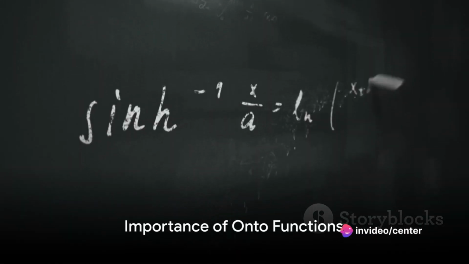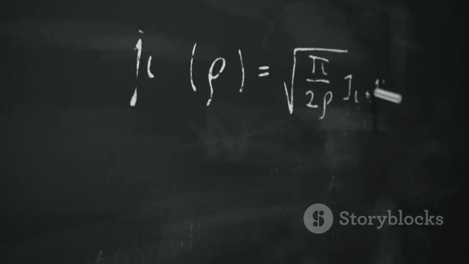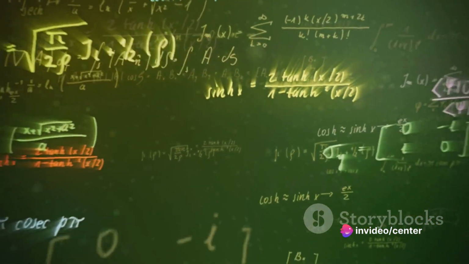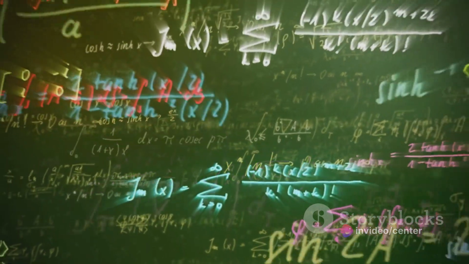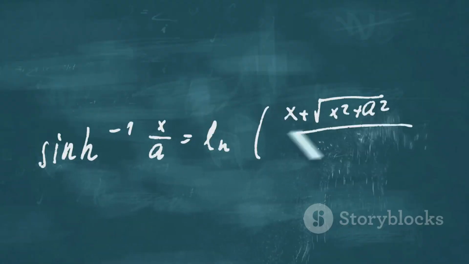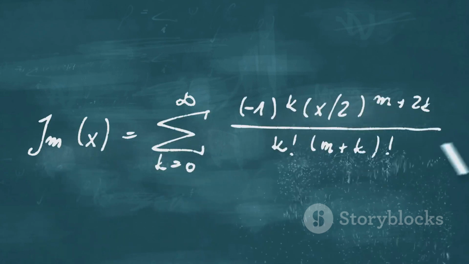Onto functions play a crucial role in mathematics as they help define injective functions, which are functions that map distinct elements in the domain to distinct elements in the range. That is, if x and y are two different elements in the domain, then their outputs f(x) and f(y) are also different. So, onto functions ensure that every element in the codomain gets an invitation to the party, making sure no one is left out.